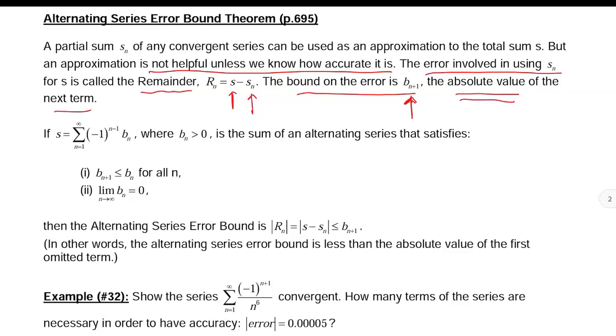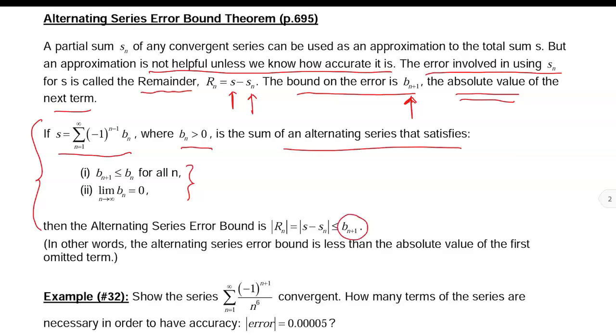Let's look at the actual theorem itself. Here's the theorem itself. If you have your series, and your terms are positive, the sum of the series has to satisfy the alternating series test first. So we're going to have to perform the test again, and then we can conclude our error bound as the next term.